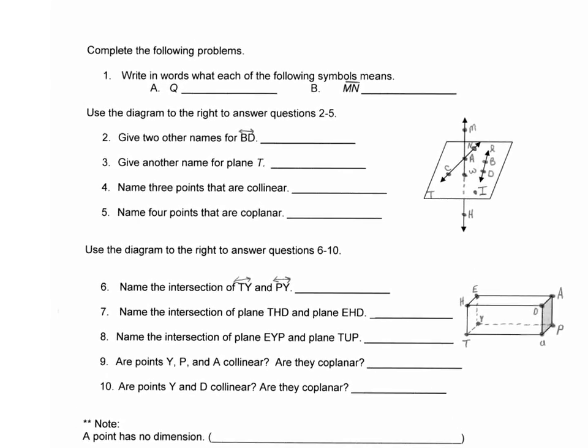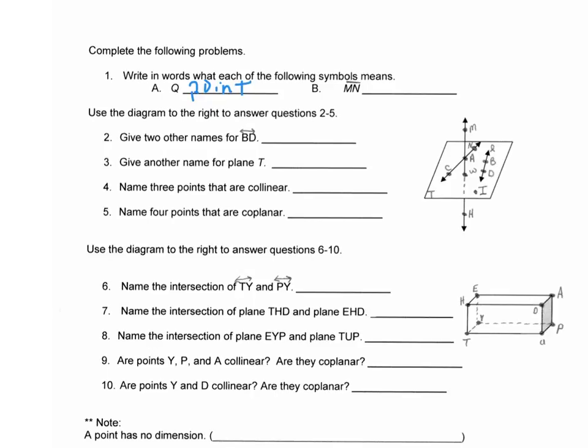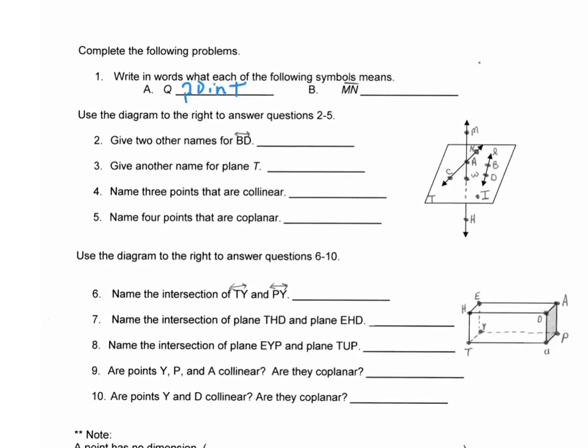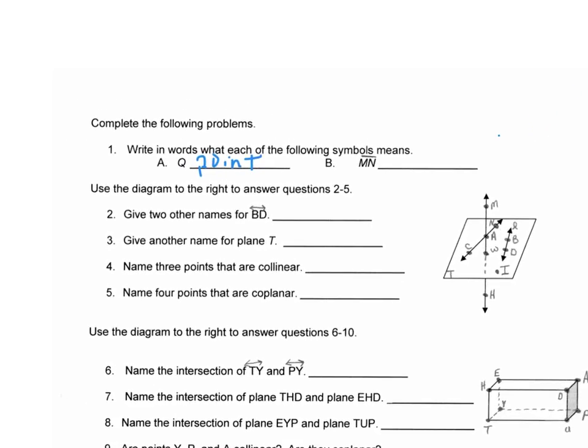All right, so the first thing here says, write in words what each of these following symbols mean. Well, we know when we have a letter by itself that's capital like that, that's a block letter, it's going to mean a point. It would be a plane, and I'm going to write that off to the side, if it was a cursive letter like this, then it would be a plane, but a block letter is a point.